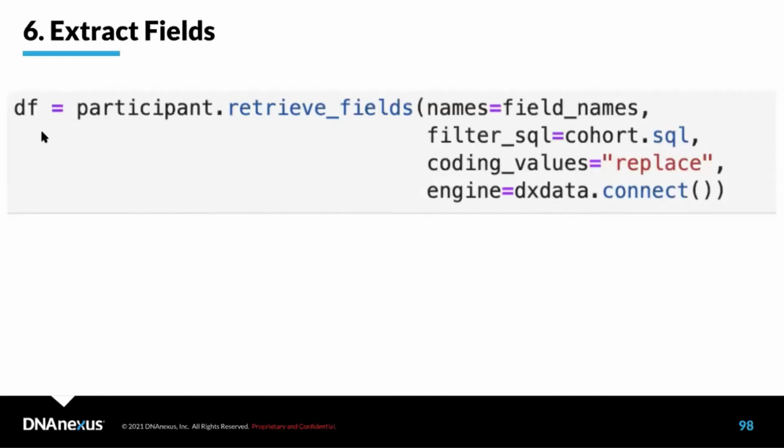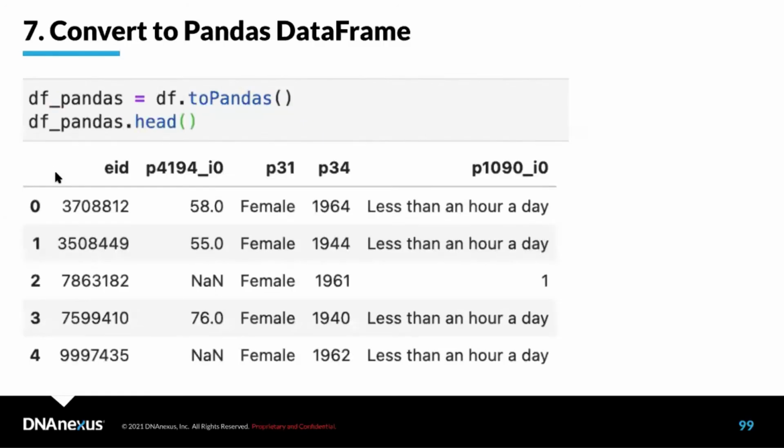So when we retrieve fields, this is in a Spark data frame format. So we are going to convert it to a pandas data frame, now that we've done everything we want to do with the Spark data frame. We can use the toPandas method built into PySpark to convert it into a pandas data frame. And here you can see that we have retrieved all of our fields that we're interested in, including our participant ID, our gender, and then our other measurements.